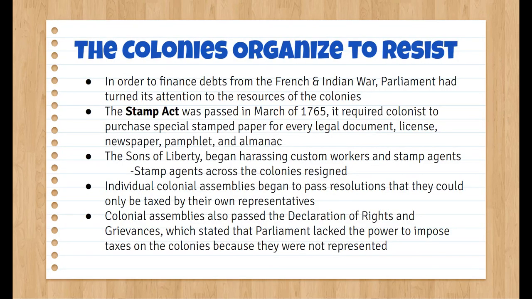The colonies organized to resist. In order to finance debts from the French and Indian War, Parliament had turned its attention to the resources of the colonies. The Stamp Act was passed in March of 1765. It required colonists to purchase special stamped paper for every legal document, license, newspaper, pamphlet, and almanac. The Sons of Liberty began harassing customs workers and stamp agents. The Sons of Liberty were an early revolutionary group that questioned and openly rebelled against British authority. Stamp agents across the colonies began to resign.